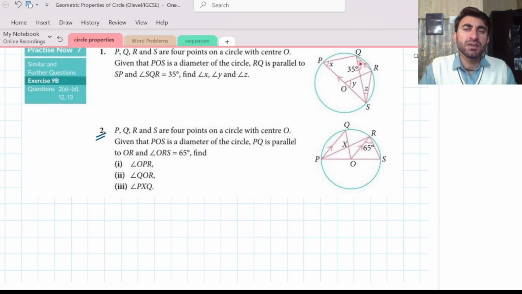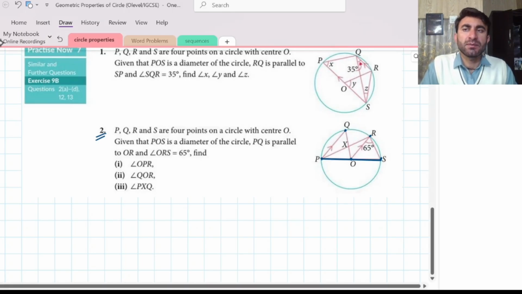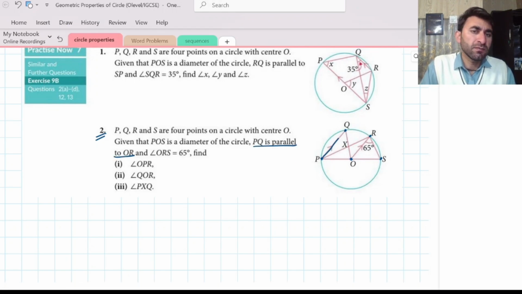It states P, Q, R and S are 4 points on the circle with center O. We can locate these points over here, P, Q, R and S. Center is O, and given that POS is the diameter, because we see this line segment is passing through the center, so it is a diameter. Then it states PQ is parallel to OR. PQ is over here and this is parallel to OR, which is over here, and it is shown by the symbols as well. Then it is stated that angle ORS is equal to 65 degrees.